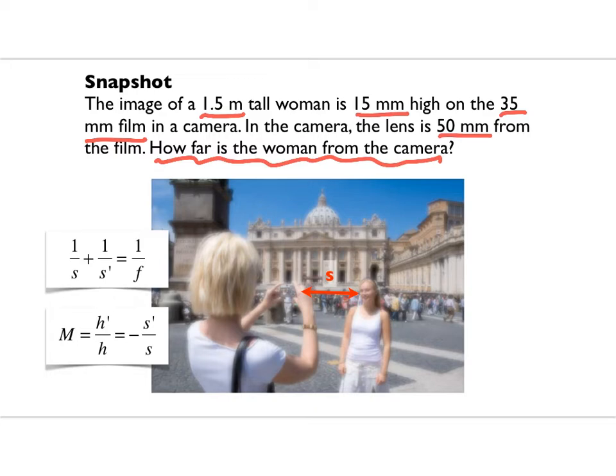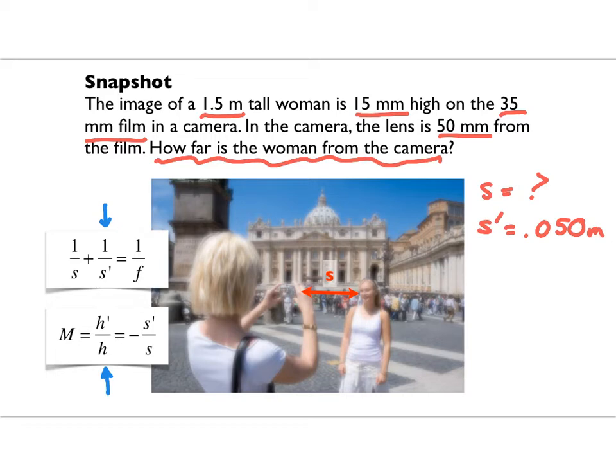Now let's start by remembering we're going to use these relationships here because these are our relationships for lenses. So we just have to figure out what the different parameters in the problem correspond to here. Now, S is the distance of the woman from the lens. That's the distance of the object from the lens. So S is what we're looking for, okay? S prime is the distance of the lens from the film, and we're told that's 50 millimeters. And I'm going to go ahead and put things in meters, so 0.050 meters. That's what S prime is.